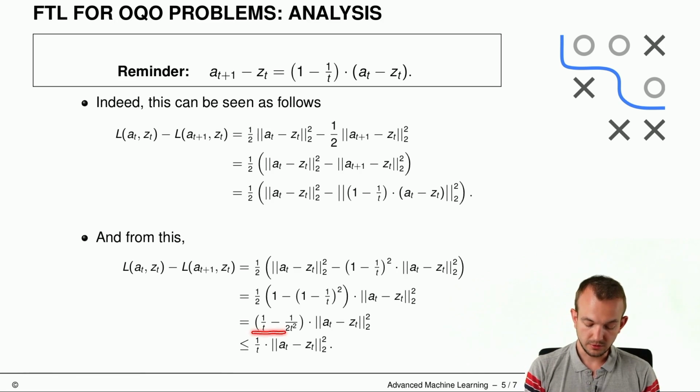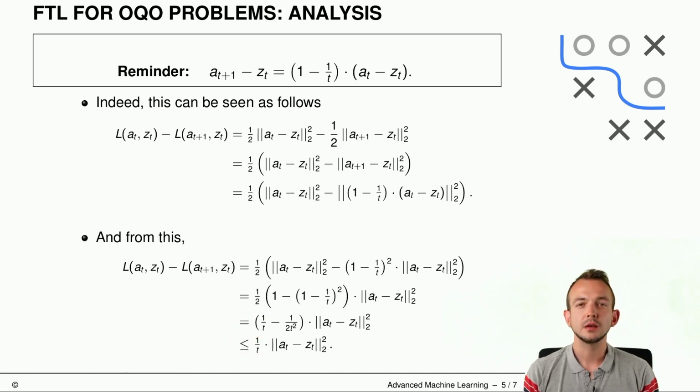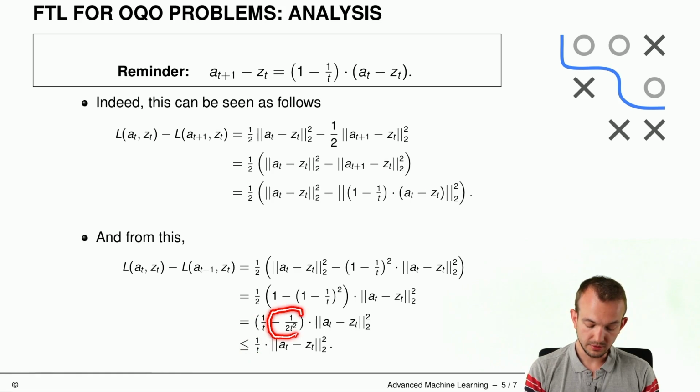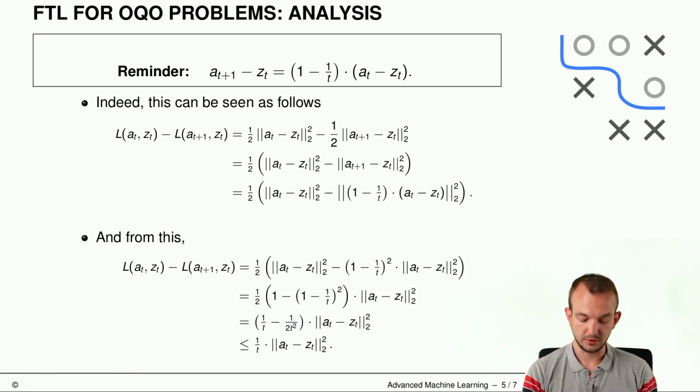And this term, in fact, is always smaller than or equal to 1 over t. Why? Because here we subtract something which is non-negative. So 1 over 2 times t squared is always non-negative. So the entire term here, this 1 over 2 times t squared, is non-negative. And if we forget about it, we only make the overall term larger. Now this is what we get here.